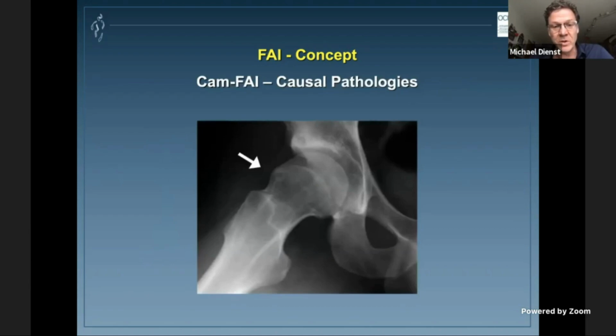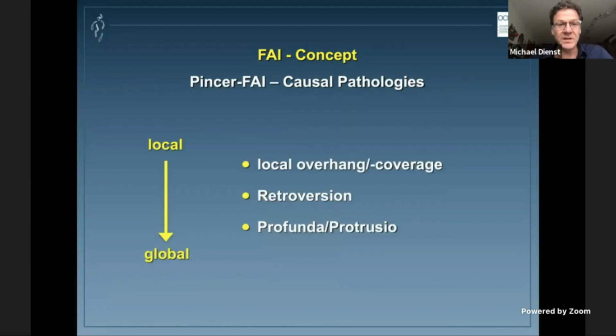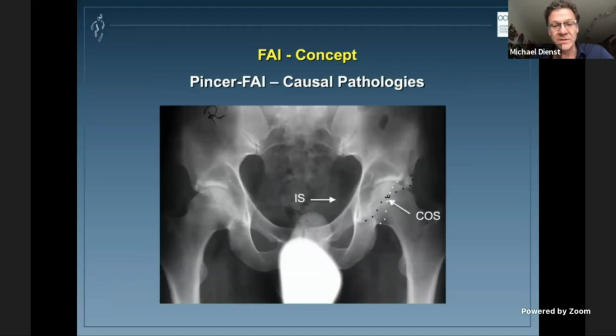So this is the classic radiographic view. What we get from a lateral view, you see here this significant cam deformity at the anterolateral head-neck junction. And this is how it looks during a surgical dislocation. On the other side, on the acetabular side, the pincer FAI, also here we have different causal pathologies, local ones and global ones. The more local ones are local overhang, overcoverage, and it becomes more global when we have to deal with retroversion and a coxa profunda or protrusio.